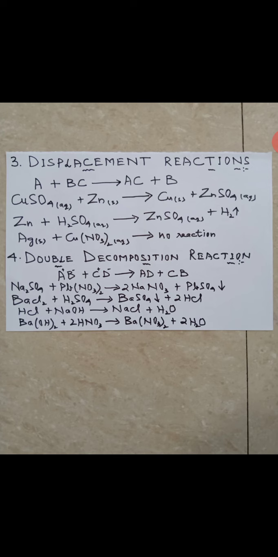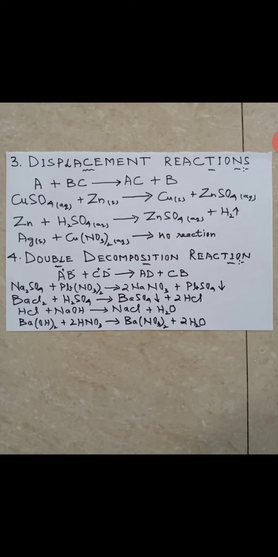Now in double decomposition reaction, what is the definition? First you listen. When the molecules of two compounds exchange their radicals to form two different compounds, the reaction is called a double decomposition reaction. Again I repeat, when the molecules of two compounds, here I have taken AB and CD, exchange their radicals, you can see their radicals are exchanged there.